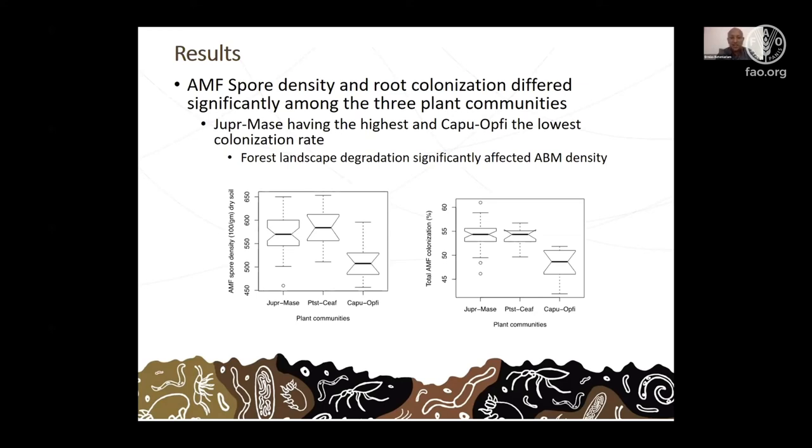And along that gradient, we can clearly see a statistically significant decline in root colonization and spore density in degradation. The typical thing we need to be careful about is what happens above ground, because it's also affecting the below ground and then the overall ecosystem health and function. So this is one of the results that I also invite my audience to go and read about.